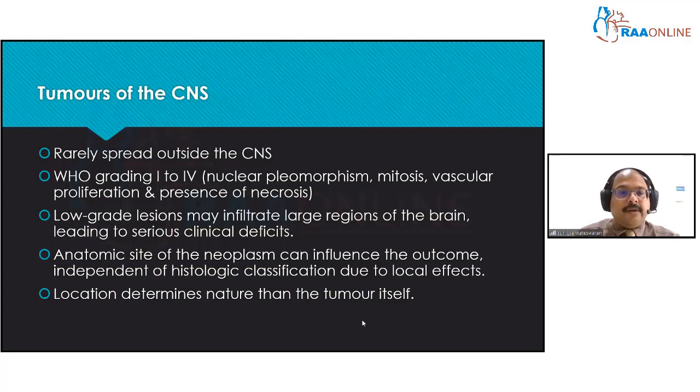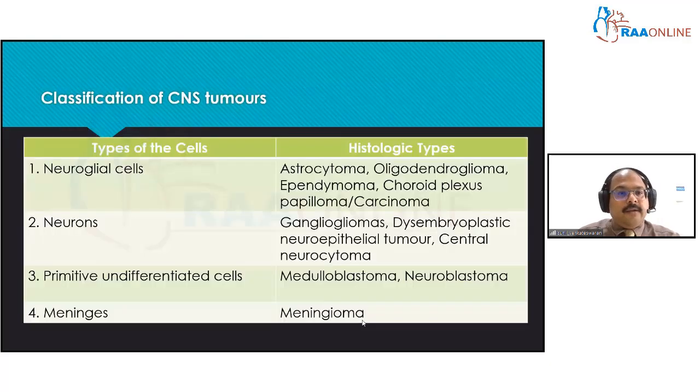So we shall come to the next part, which is the classification of CNS tumors. Now, the CNS has a number of cells, and there are tumors which arise from these various cell populations. The most abundant cells are the neuroglial cells, and you can see there are a number of tumors that arise from these cells. Classical examples include astrocytoma, which arises from the astrocytes.